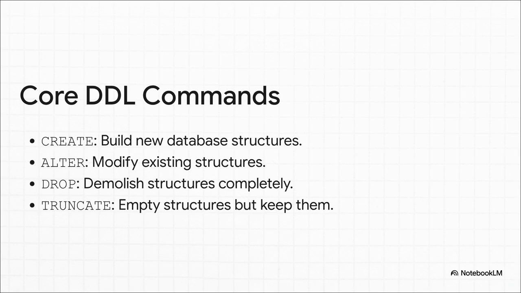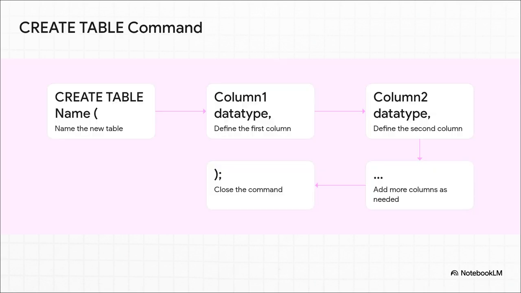And then we've got 2 ways to tear things down. Drop is the wrecking ball. It demolishes the entire structure. Truncate is more like a deep clean. It empties everything out but leaves the structure standing. So, before we can store any data, we need a container for it. And in SQL, that container is usually a table. We build it with the create table command.